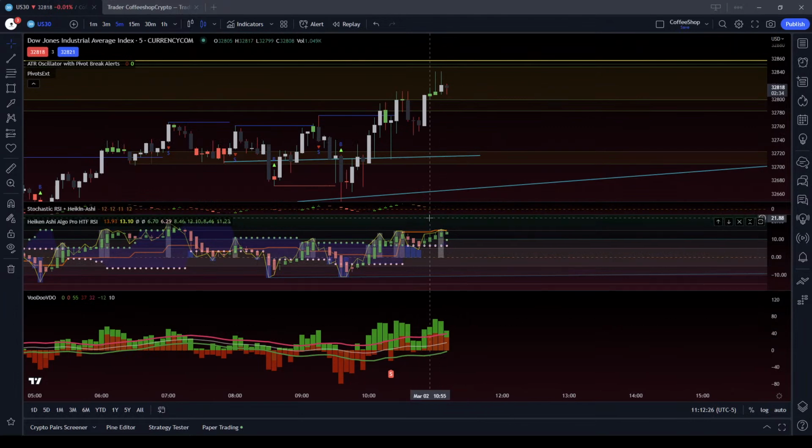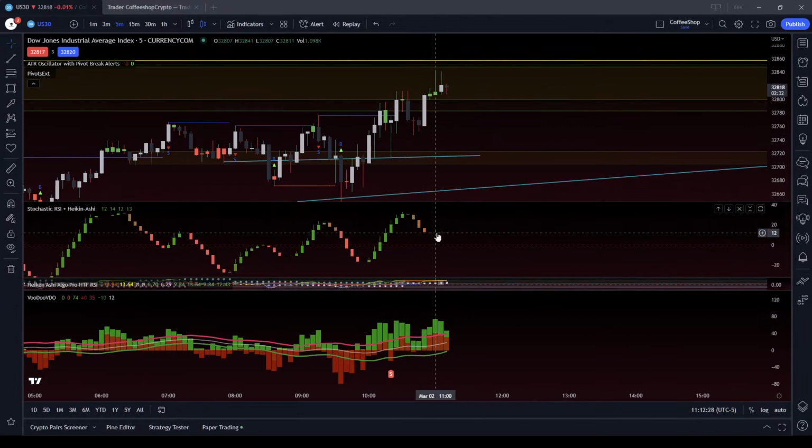I like how the new system is working with the Heiken-Ashi stochastic. I'm not even sure what to call it. Heiken-astic? What should we call it? Stochashi, right? Stochashi RSI.